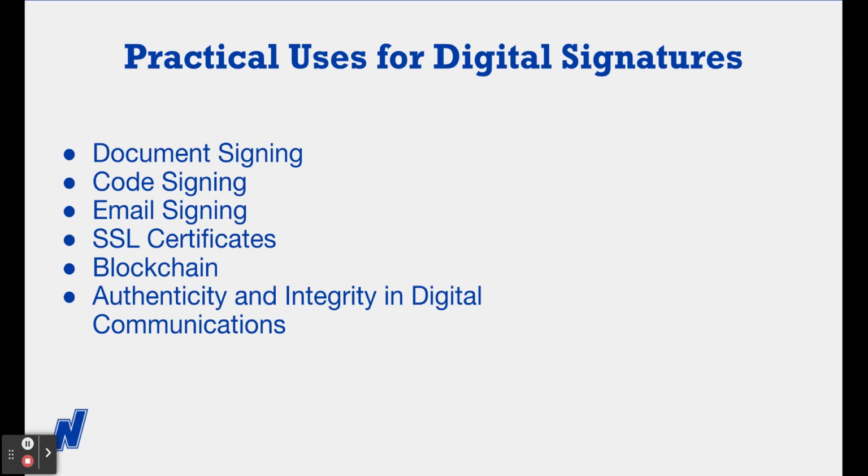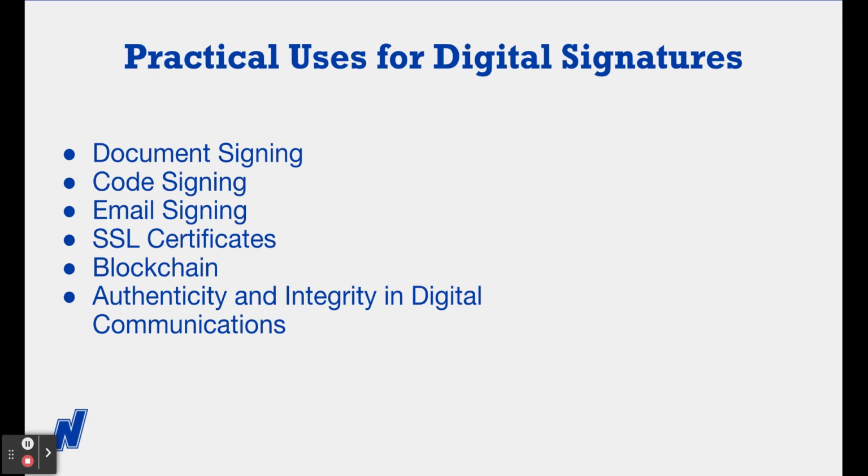Next, we'll talk about code signing. Software developers sign their programs with a digital signature to assure users that the software indeed originated from them and has not been modified by a third party. For instance, when you download an app from the Apple App Store, Apple uses code signing to ensure that apps haven't been tampered with and truly come from the claimed developer.